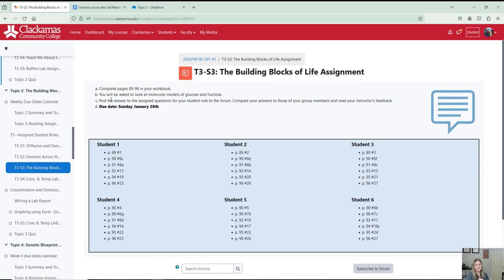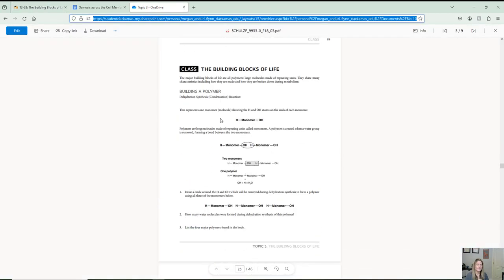So with our third assignment, we're going to be looking at pages 89 through 96 of our textbook. So we're going to be focusing in on the building blocks of life. So basically looking at carbs, lipids, proteins, and nucleic acids. Before we get into that, we need to know what the bases are for that. So what are carbs made of? What are proteins made of? What are lipids made of? And what are nucleic acids made of? They're all built up from monomers.